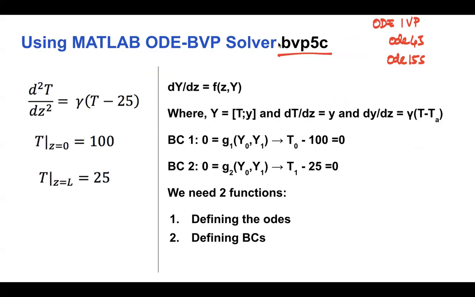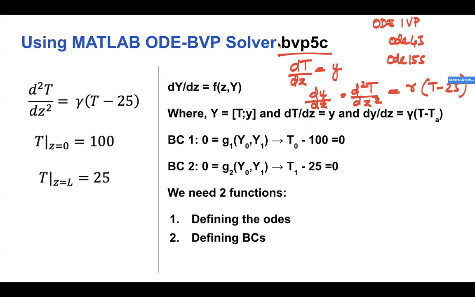For that we do what we used to do before. Let's say dT by dz is a new variable, which is y, small letter y. Then dy by dz will be d square T by dz square, which is what is given in the question, that is gamma times T minus 25. Right? So here we have two equations. One is this, the other one is this.